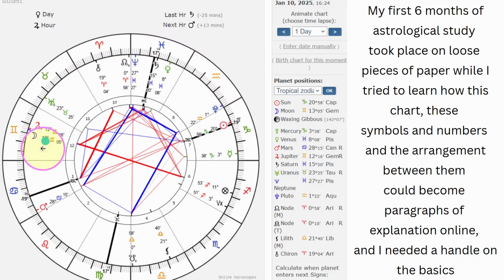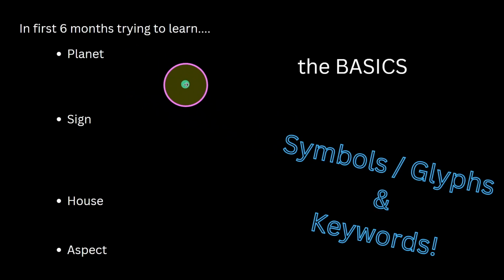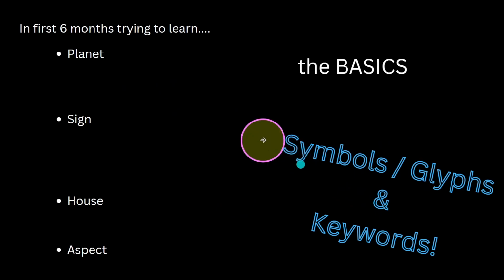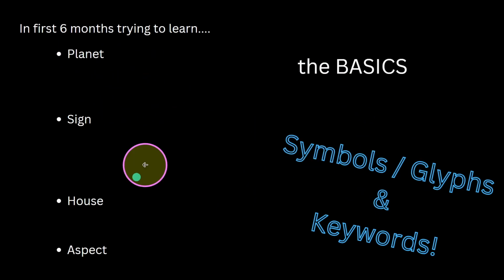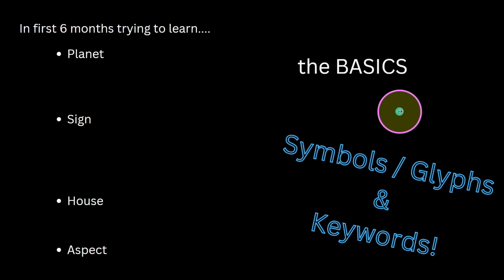So that's the very first part of learning astrology: you have to understand what the symbols mean and give some keywords to each of them so that you can start putting them together and creating more meaning, right? So the first 6 months are generally spent trying to learn planets, signs, houses, and aspects, and the symbols or glyphs for each of them and keywords for each of them. So that's what learning each of them means, and this is called the basics.